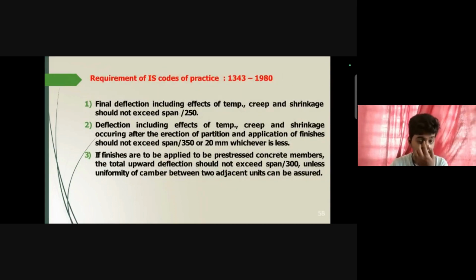Now, we see the requirement of IS codes as per IS 1343:1980. The final deflection, including effects of temperature, creep and shrinkage, should not exceed span by 250. The deflection, including effects of temperature, creep and shrinkage occurring after the erection of partitions and the application of finishes, should not exceed span by 350 or 20 mm, whichever is less. If finishes are to be applied to pre-stressed concrete members, the total upward deflection should not exceed span by 300, unless the uniformity of camber between two adjacent units can be assured.